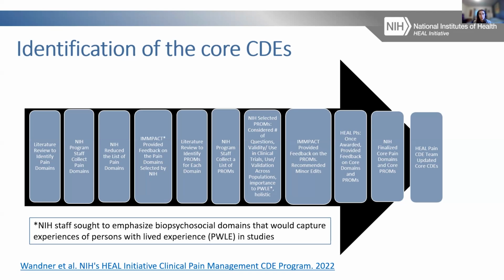Throughout the entire process, the NIH staff were also trying to ensure that the domains and the questionnaires were holistic in nature and encompassing the biopsychosocial model of pain. After selecting prompts, IMPACT again provided feedback on them and recommended some minor edits. And then HEAL-funded PIs, once they were awarded, also had a chance to provide feedback on the core domains and prompts. After which, the NIH finalized the list of core pain domains and prompts. And then it's also important to note that the HEAL Pain CDE team updated the core domains in 2024.